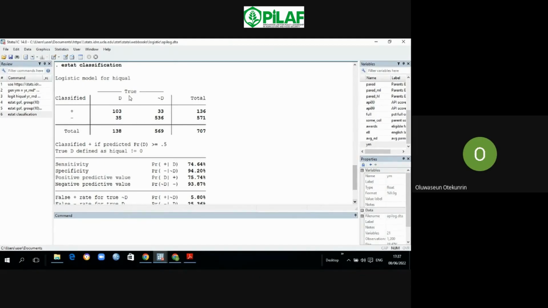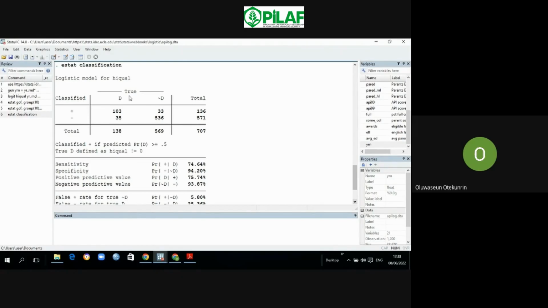Now, observed high quality schools. Where will you get observed high quality schools? The first column. So it said observed high quality schools that have been correctly classified. Correctly classified, we give you that positive, given that it is that D. And that is 103, because we are dealing with that column. 103 over 103 plus 35, times 100. That is what will give us 74.64%.